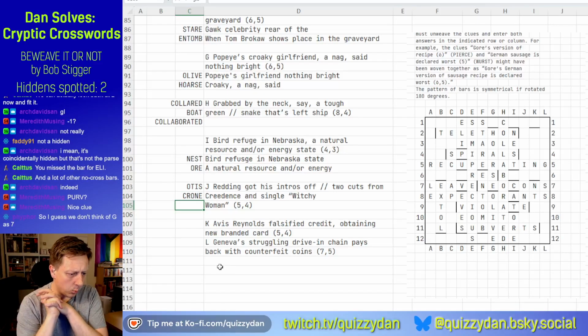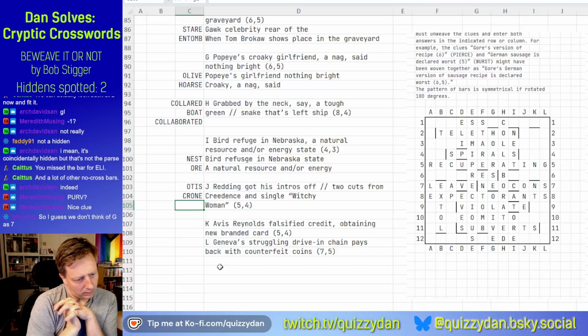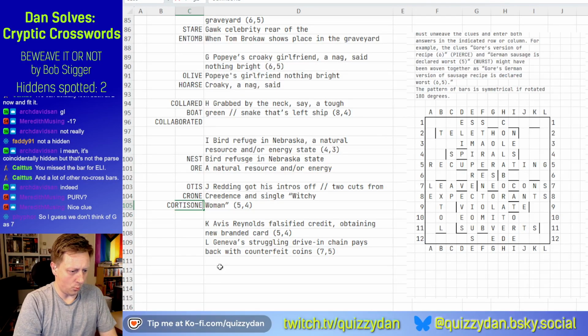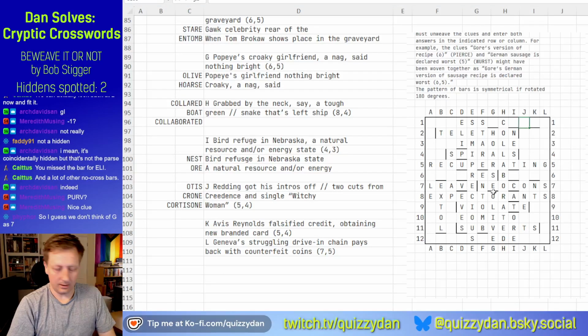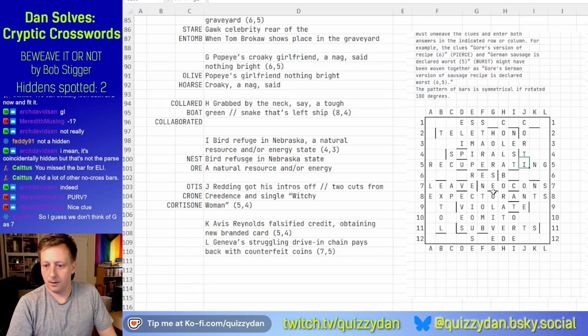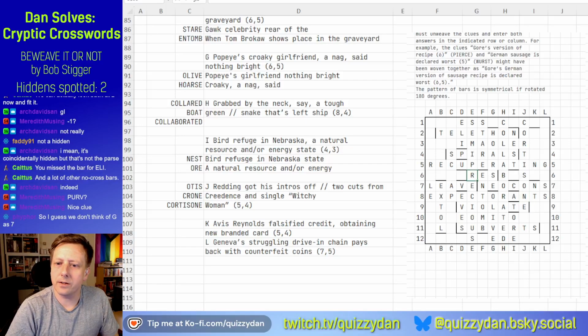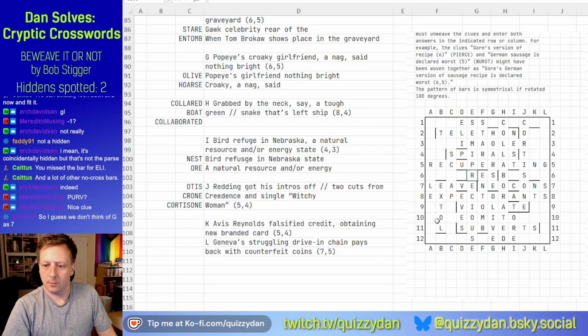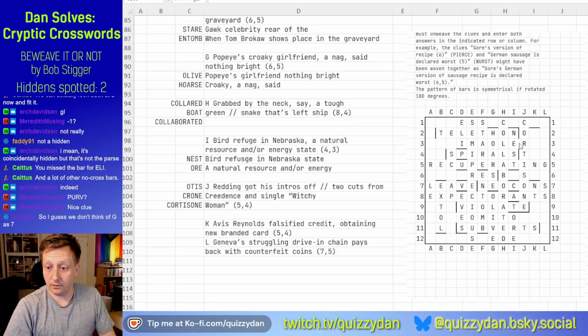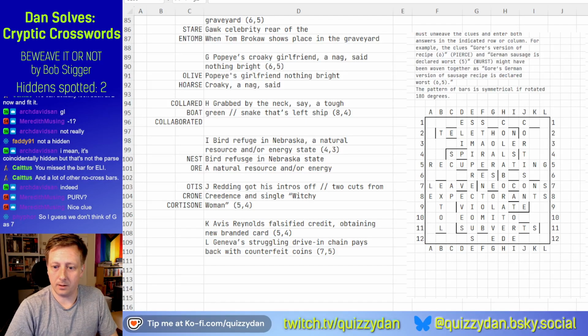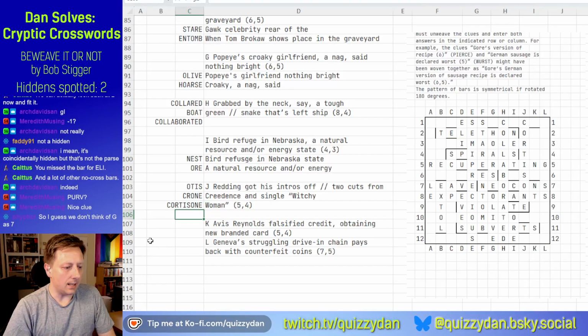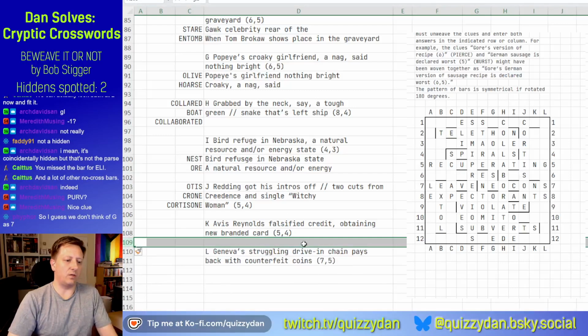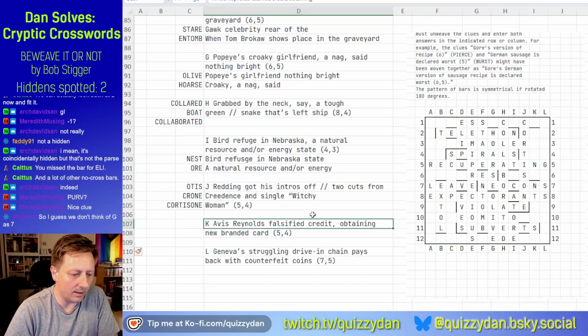Okay, and what do you get when you weave them together? Cortisone. And that's going to go here. Nice. Okay, and we can put in the other half, of course, as well. And those two, I guess. So that would be and that would be those. Okay, Avis Reynolds falsified credit obtaining new branded card.